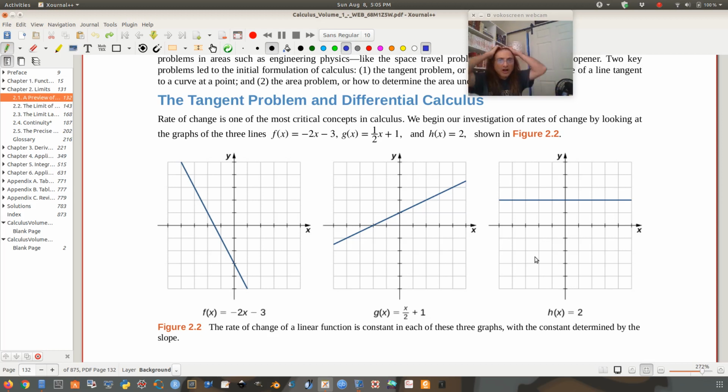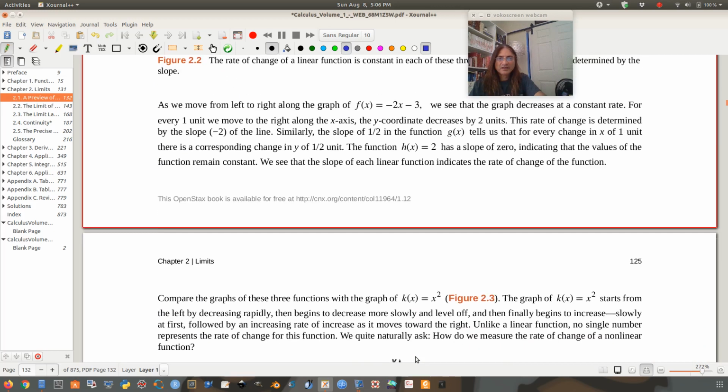So to start understanding it, if you have a straight line, for example here, negative 2x minus 3, the slope is negative 2. So as x changes, the function f(x), the value of y, is decreasing. So slope is negative. Here, slope is positive. Its value is half. And then here, things are not changing. Okay, so for a straight line, that's where it is.